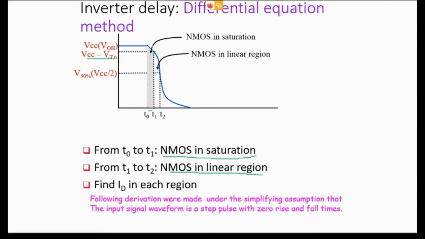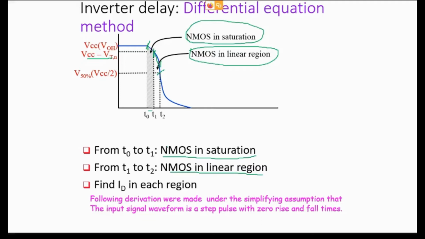So that means we have to calculate the current in the saturation region, then the current in the linear region, and then average that. That will give you the exact answer for your delay, not the other one where we just go for the starting point and end point and do not bother about what is happening in between. But there is a catch: your NMOS is in saturation in this region, while it is in the linear region after this particular point. So that gives us a different situation.